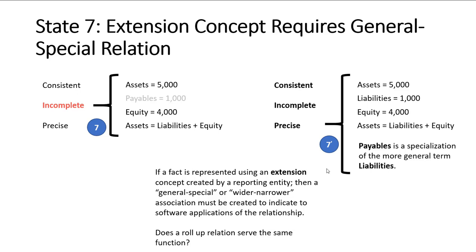And on the right, you see that I added a rule that said that payables is a specialization of the more general term liabilities. So what that tells the computer is that if I use the term payables, it's okay to use that fact in place of liabilities. And that's what it's done, so that you can see that this is a complete, consistent system. Oops, I got a typo there. That should say complete, not incomplete.